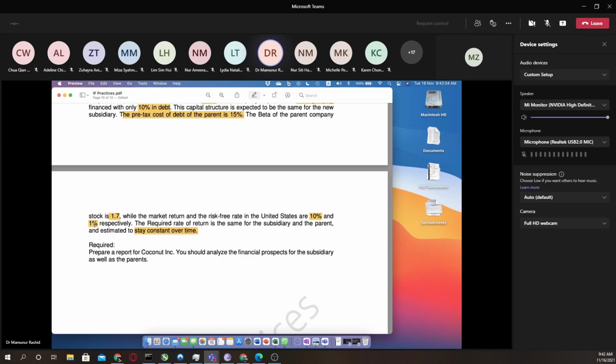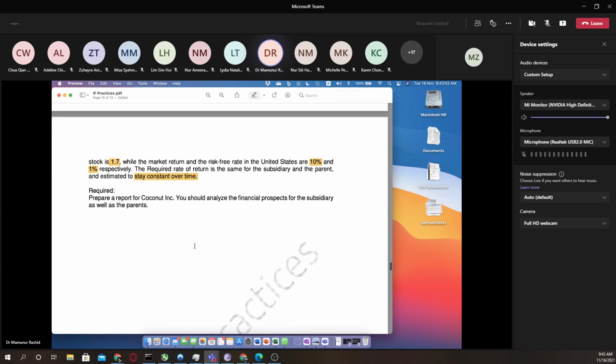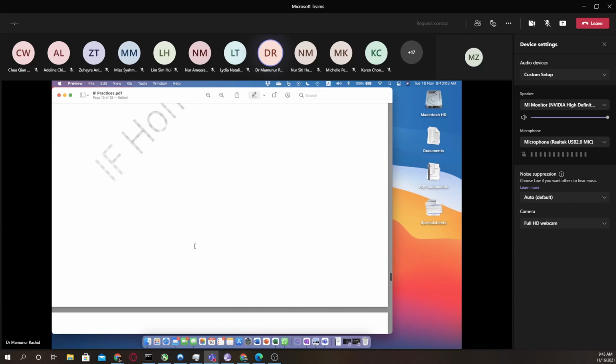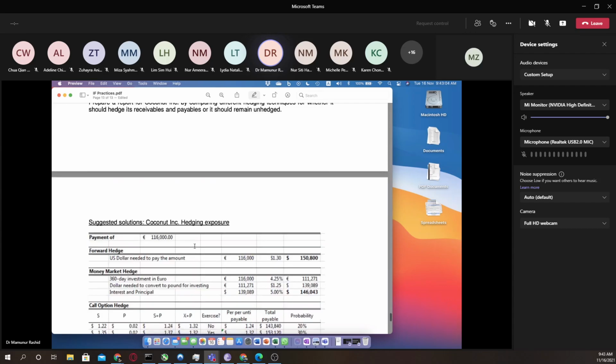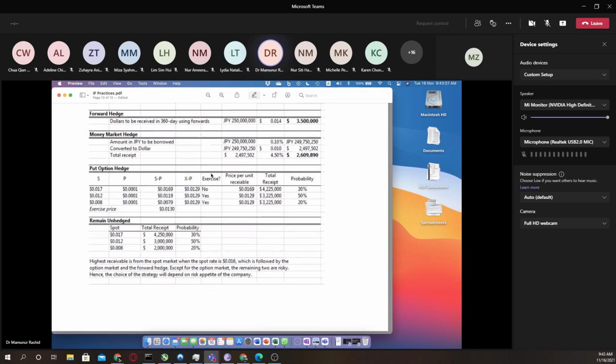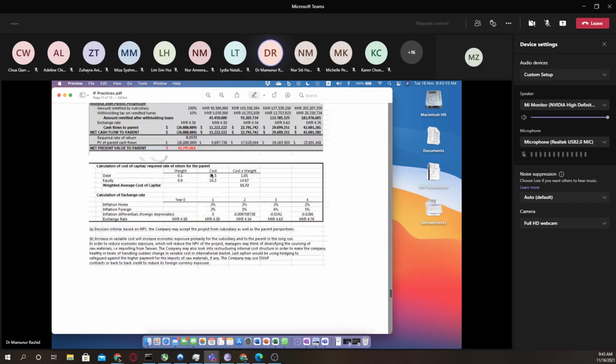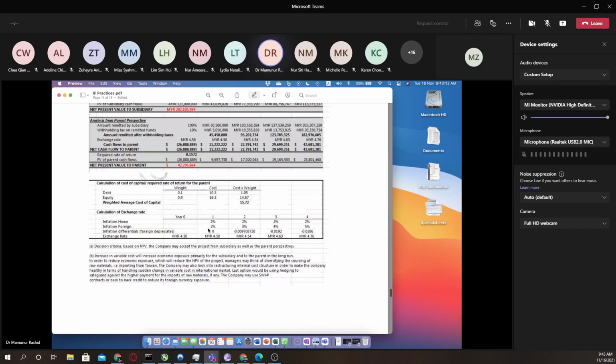Let's check any other thing here or not. Pre-tax cost of debt is 15%. Okay, there's nothing else. So let's go back to the calculation. Where is it? Okay, so you see 16.3 is written here.